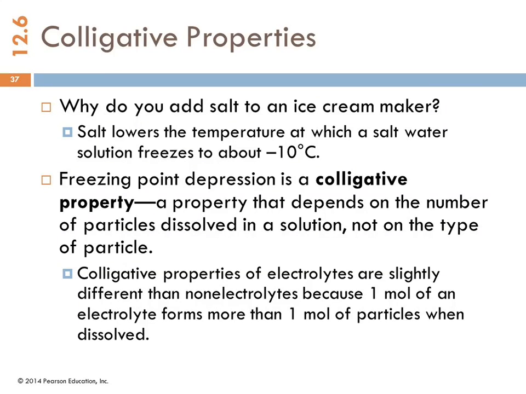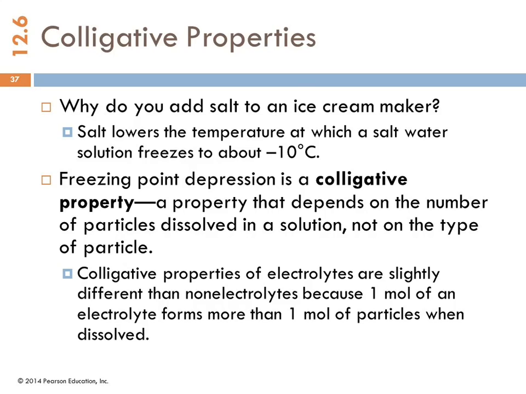Colligative properties. So this is, for us, maybe a rhetorical question. Why do you add salt to an ice cream maker? We made ice cream last week, right? Why did we add the salt? To make it colder. It will lower the temperature at which the water freezes to about minus 10 degrees Celsius. And freezing point depression is one example of a colligative property.